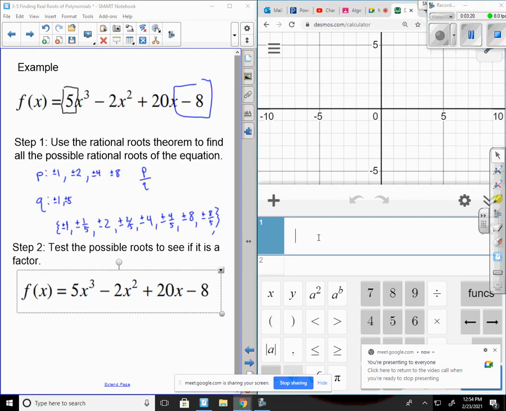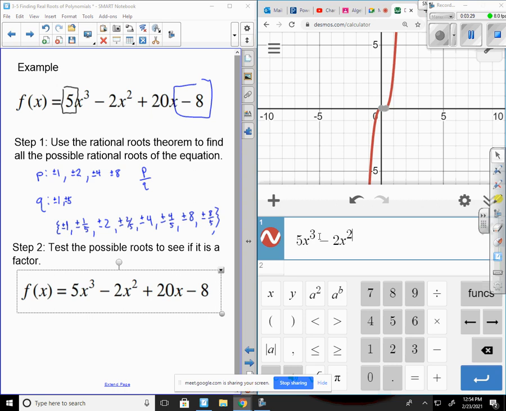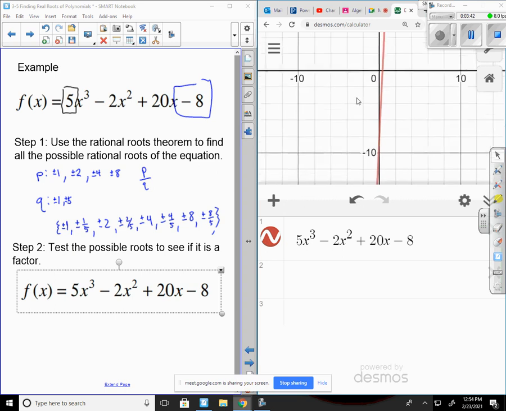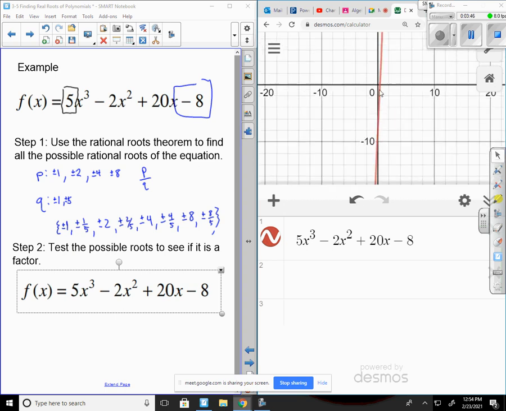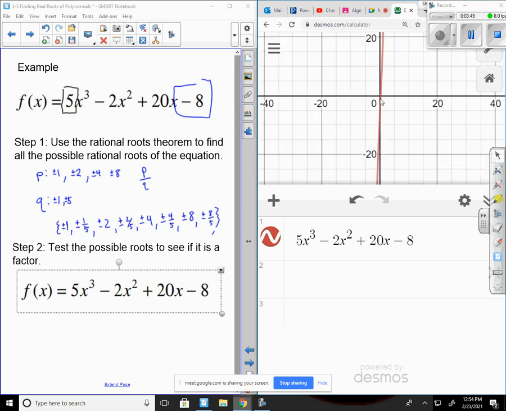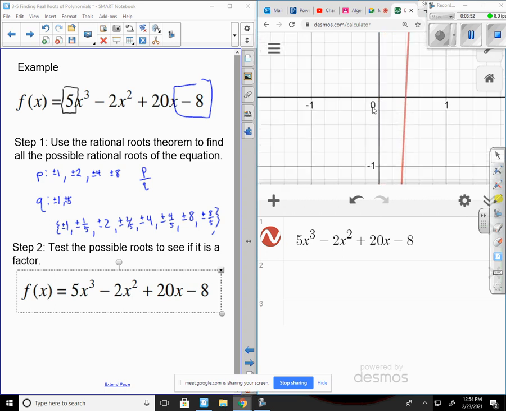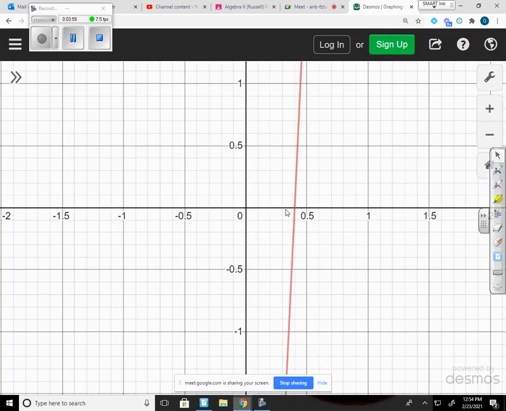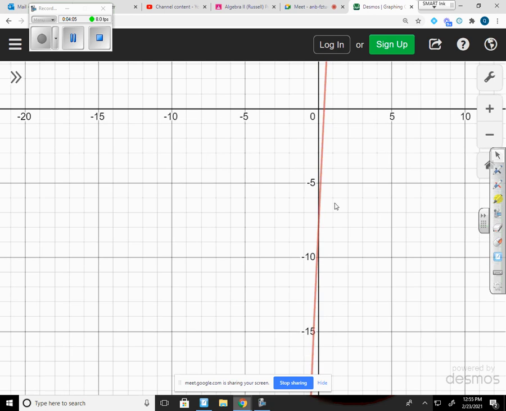So now when I go to Desmos, I'm going to enter my equation in. 5x to the third minus 2x squared plus 20x minus 8. If I scroll out or scroll in, you can see that my graph is currently only crossing at one spot, and that's at 0.4.